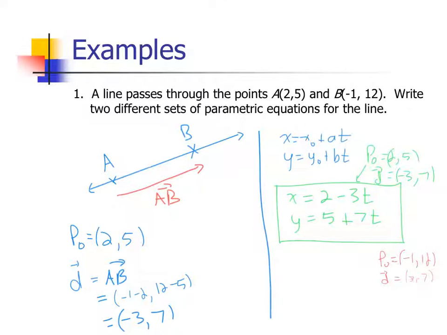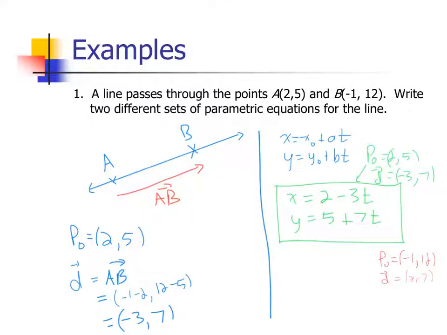So we could have used (-6, 14). We could have used (-21, 49), multiplying it by 7. We could have used (9, -21), multiplying it by negative 3. Anything that was a scalar multiple would have been fine for that direction vector.